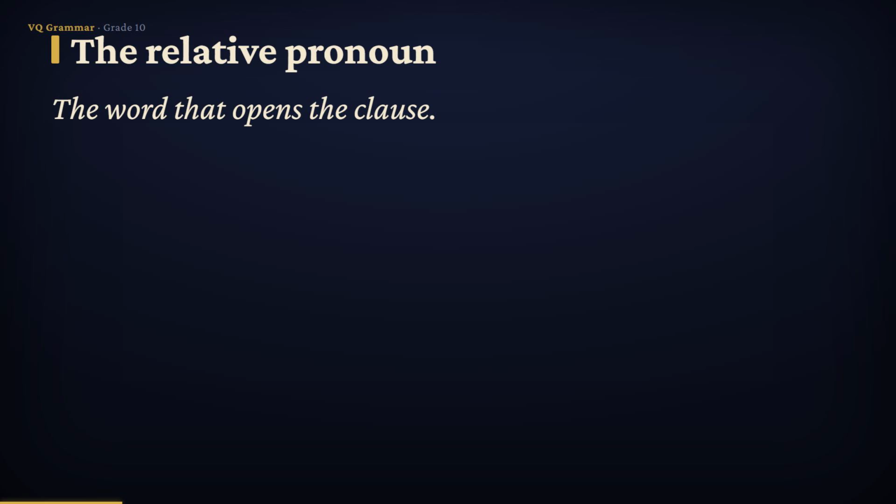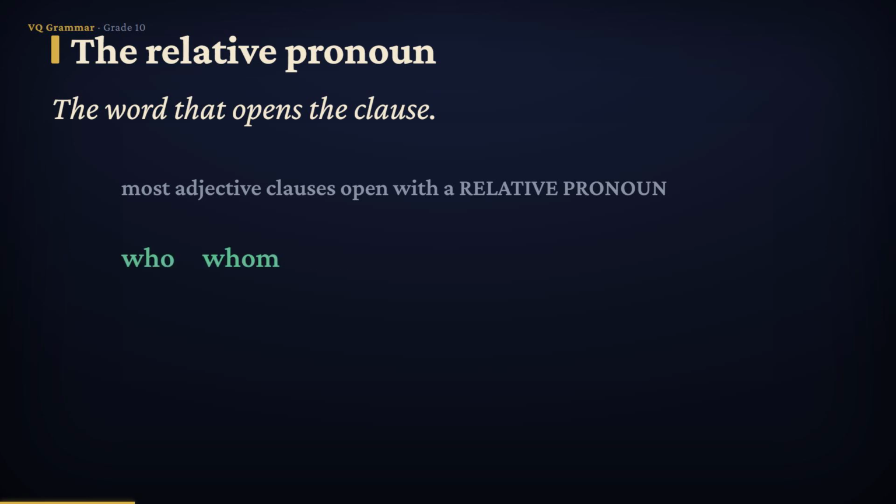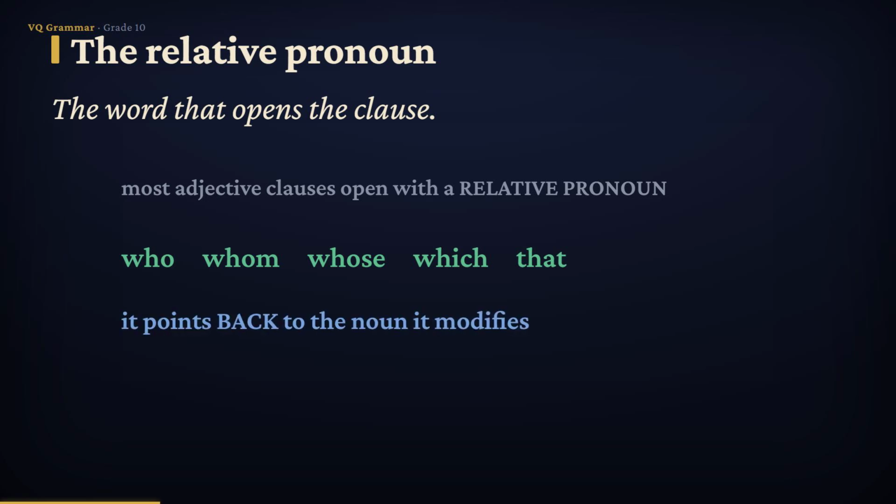So how do these clauses usually begin? Most adjective clauses begin with a relative pronoun. You met this family back in the pronoun lesson. Who, whom, whose, which, and that. Here's what makes a relative pronoun special. It does two jobs at the same time. It works inside its own little clause, as a subject, or an object, or a possessive. And at the same time, it points back to the noun it modifies. Think of it as a hook that grabs the noun.